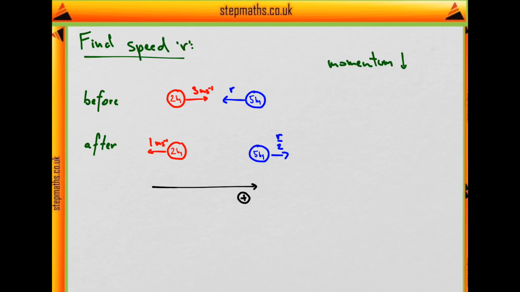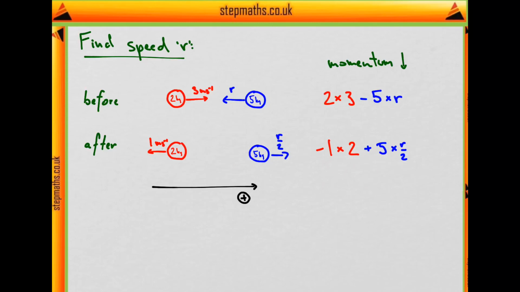Whenever we see a collision question, it's always a good idea to write down the momentum before and after the collision. The momentum is always conserved. I defined the direction to the right as positive. So before the collision we have positive momentum from the red ball, 2 kilograms times 3 meters per second, that's mass times speed, minus the momentum contribution of the blue ball. Similar for after the collision.